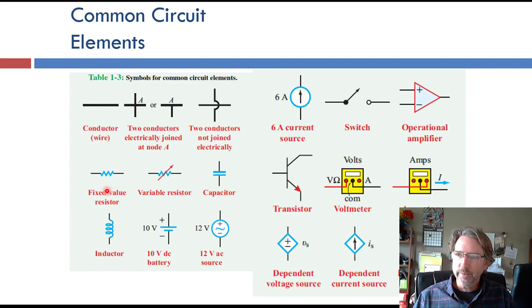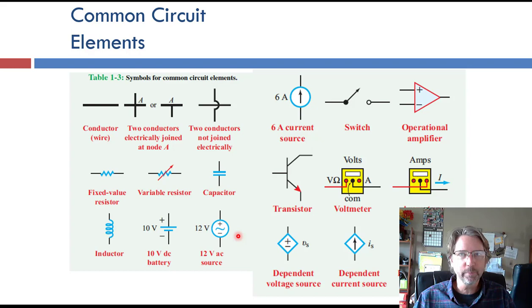So things like resistors, this jagged line compared to an inductor that's curly, variable resistors, capacitors, power sources. This is a DC voltage source with two lines. This is an AC voltage source with the sine wave in between the plus and the minus. If this little curve isn't there, then it would be a DC source. So the circle can be used for DC, depending on who's drawing the pictures and what program they're using.